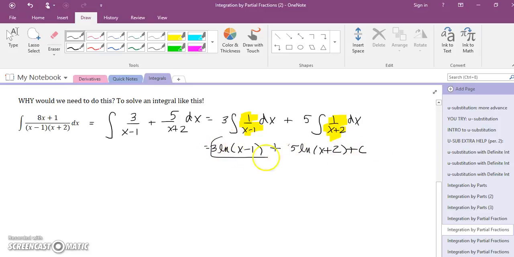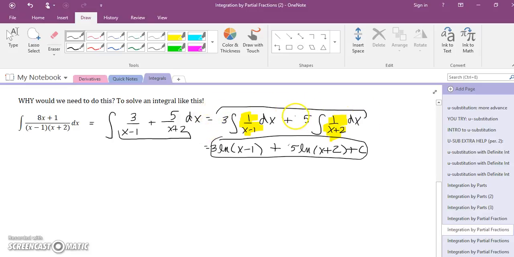These are pretty much always going to involve natural log because you're always going to be writing it as a fraction, hence the name partial fractions. So get used to using lns here. That's completely normal. Keep in mind, this is the partial fraction decomposition, and here we are integrating term by term. All right, cool. Let's do another one.